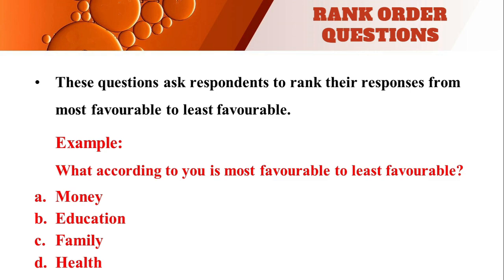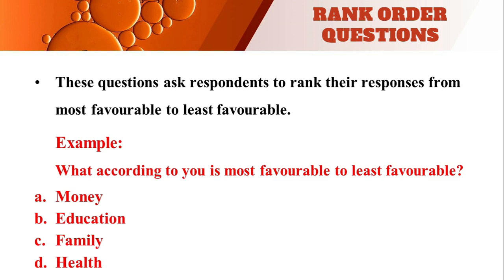For example, what according to you is the most favorable to least favorable? So option A money, B education, C family, D health. For me, education is most favorable. Second, health. Third, money. Fourth, family.